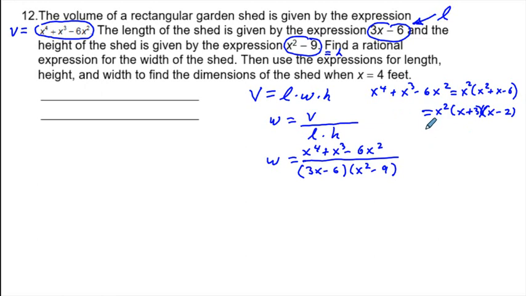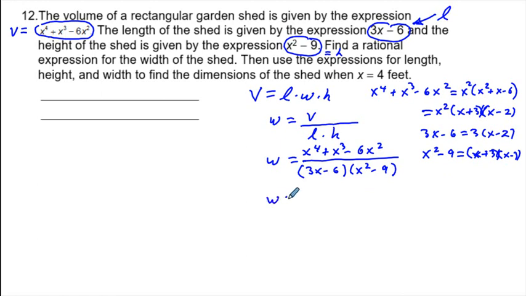And then our denominator, we have 3 times quantity x minus 6, 3x minus 6 factors into 3 times quantity x minus 2, and then we have x squared minus 9 factors into x plus 3 times quantity x minus 3. So we can do all the rewriting of this.